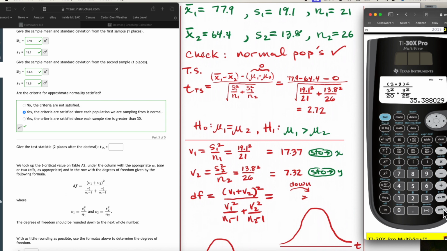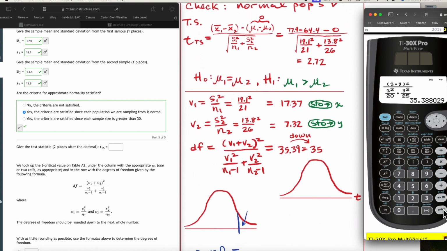So this will compute the degrees of freedom. It's 35.39 maybe. Let's put it in here in the notes. 35.39. And you have to round this down to a whole number, so we'll just call it 35. Okay, a little bit smaller, but a whole number.